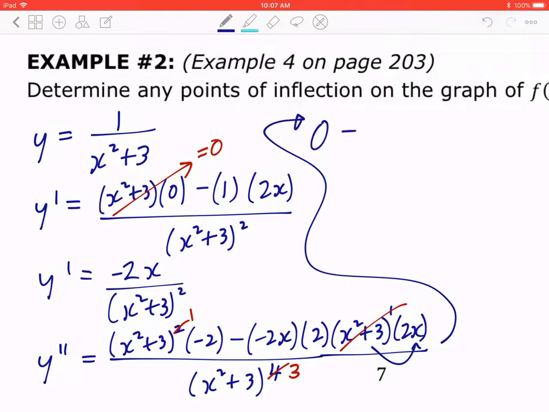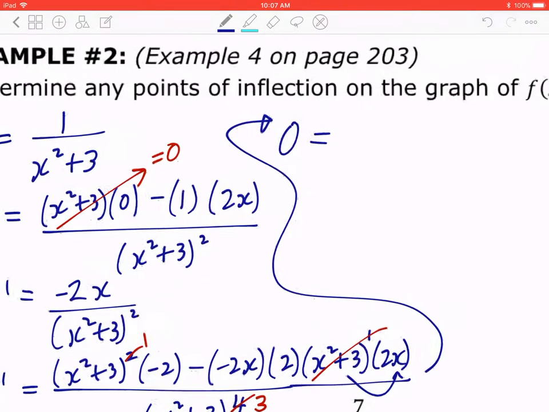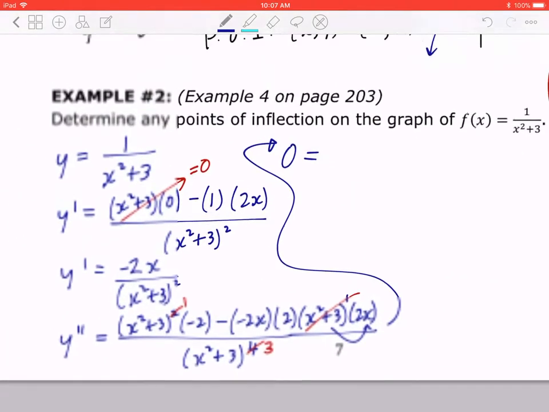Your goal is to find a point of inflection. So you're going to set this to 0. Notice how when there's a fraction equal to 0, your focus is at the top. And we'll come back to the bottom in a moment just to show you that there's nothing there that's important, but we'll verify that in a moment.